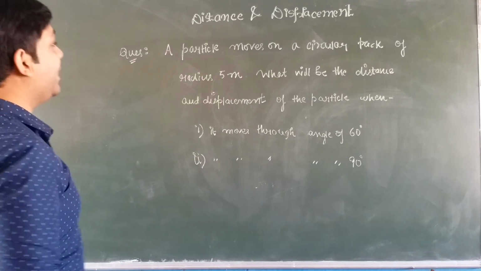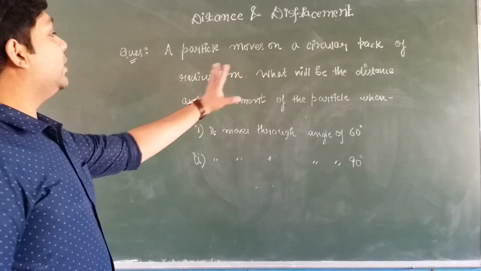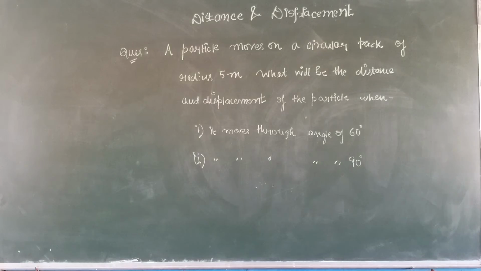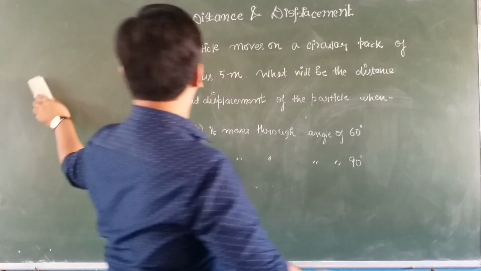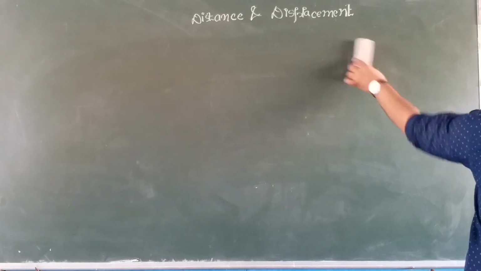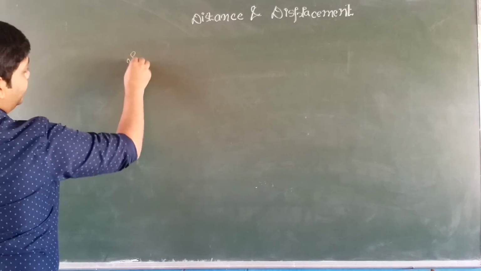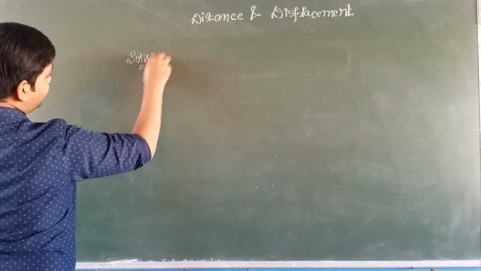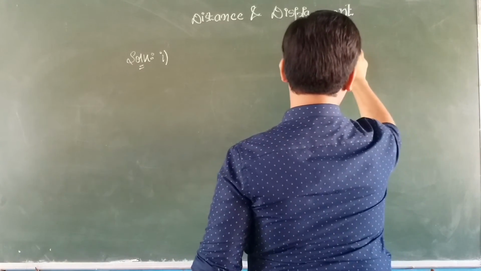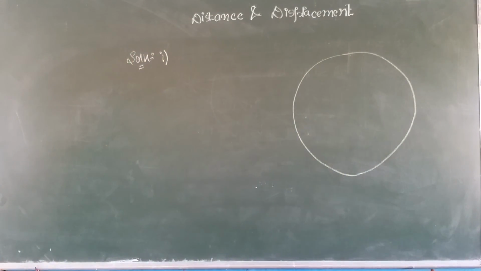So the question says a particle is there which is moving on a circular track of radius 5 meter, and we have been asked what is the distance and displacement of the particle when it moves through an angle of 60 degree and when it moves through an angle of 90 degree. So I am going to erase the question now and we will discuss the solution. So now we are going to discuss the solution. The solution to part 1. In part 1, the question says the particle is moving on a circular track. Okay? Let me draw it once again.